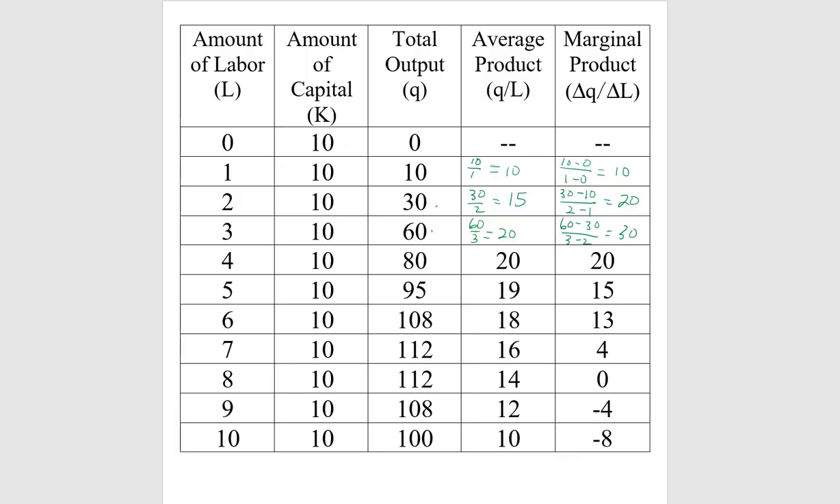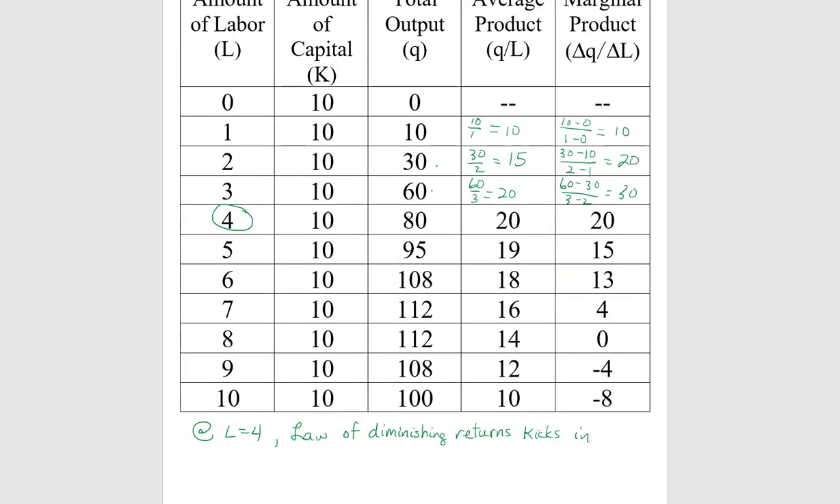What happens when I hire the fourth worker, you'll notice that marginal product no longer goes up, but in fact, it actually starts to go down. This unit 4 here, when we hire that fourth worker, that's the point where the law of diminishing returns kicks in. At L equals 4 here, the law of diminishing returns kicks in because the marginal product of hiring that fourth worker is less than the marginal product of hiring the third worker.